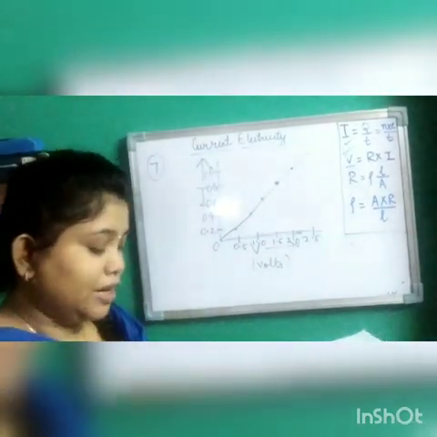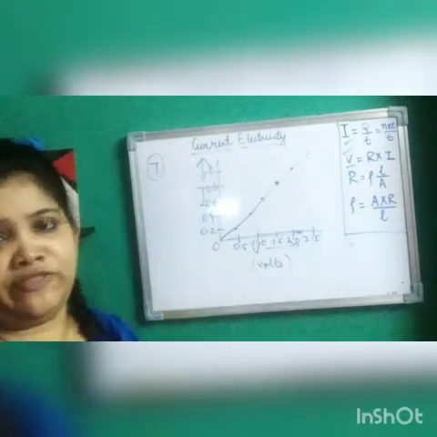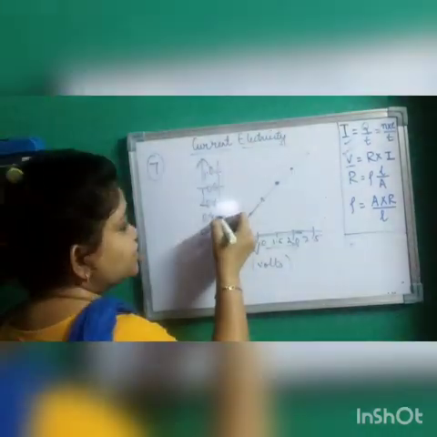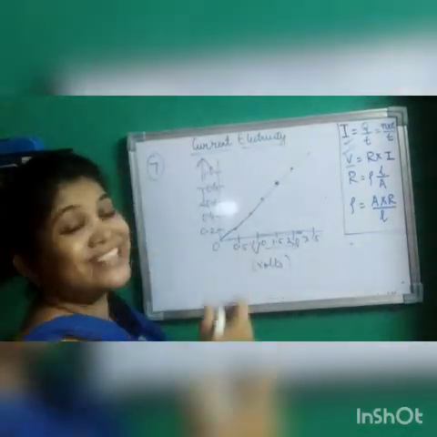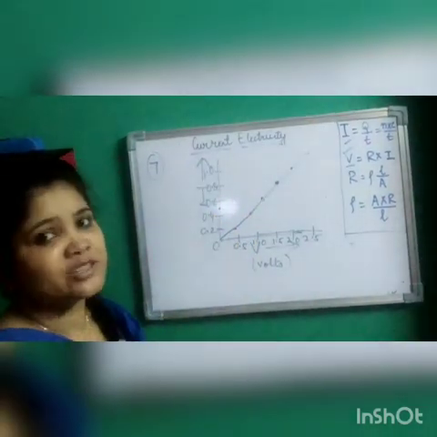So from the graph, find out the potential difference V when I is 0.5 ampere. So this is your I portion 0.5. That means 0.4 and 0.6. Okay, that means 0.5 will lie somewhere in between 0.4 and 0.6.